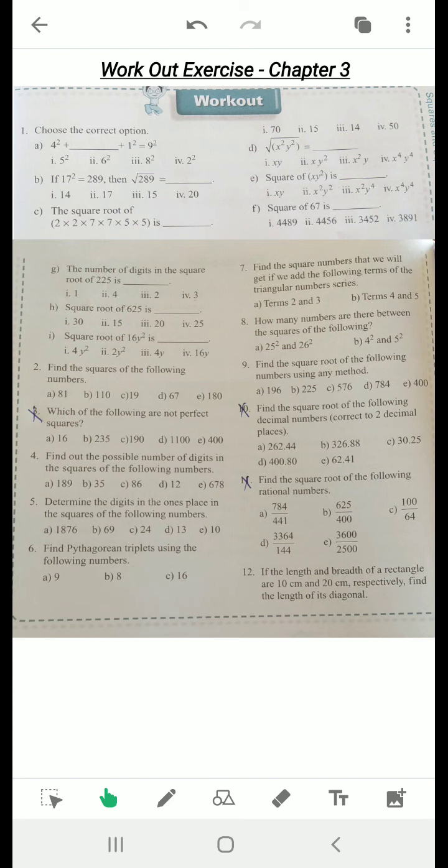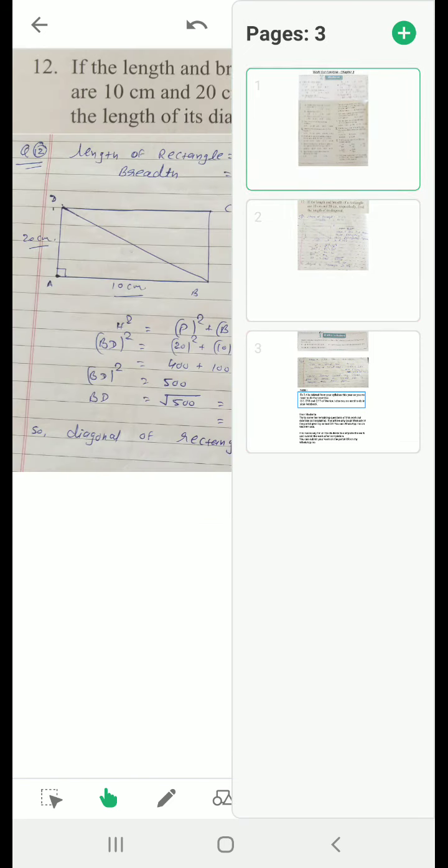So now let us discuss question number 12. If the length and breadth of a rectangle are 10 centimeter and 20 centimeter, then find the length of the diagonal.